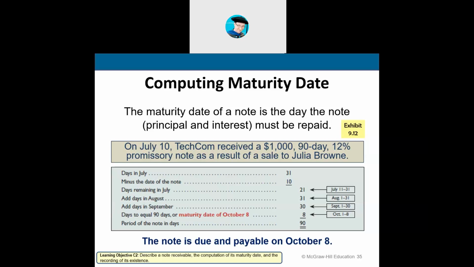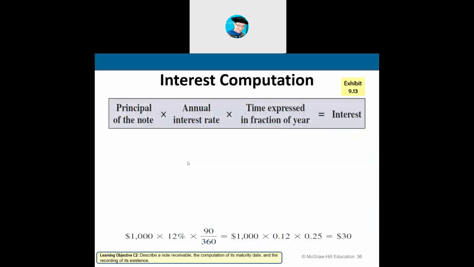So to figure out the interest, let's walk through it. It's due October 8th. How do I know it's due October 8th? It was made on July 10th, for 90 days. How do we figure out how much the interest is going to be? It's the principal times the annual interest rate times the time expressed as a fraction of a year.